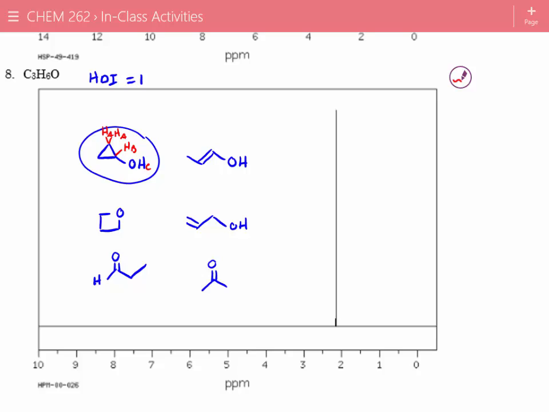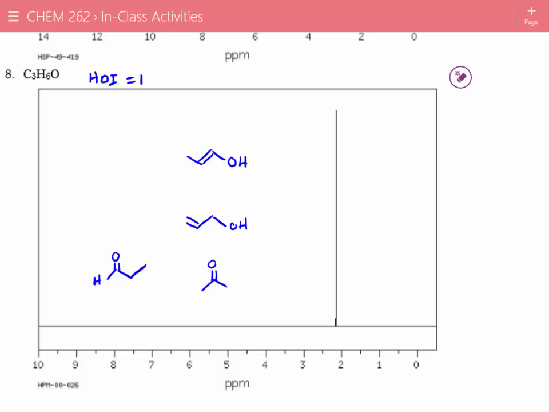And then this alcohol would be HC. There should be 3 signals for that, so it can't be this one. Let's do the next one. We should have HA, HA, and then HB, HB. So 2 signals. We only have 1, so we can rule that one out and say, well, it can't be that.